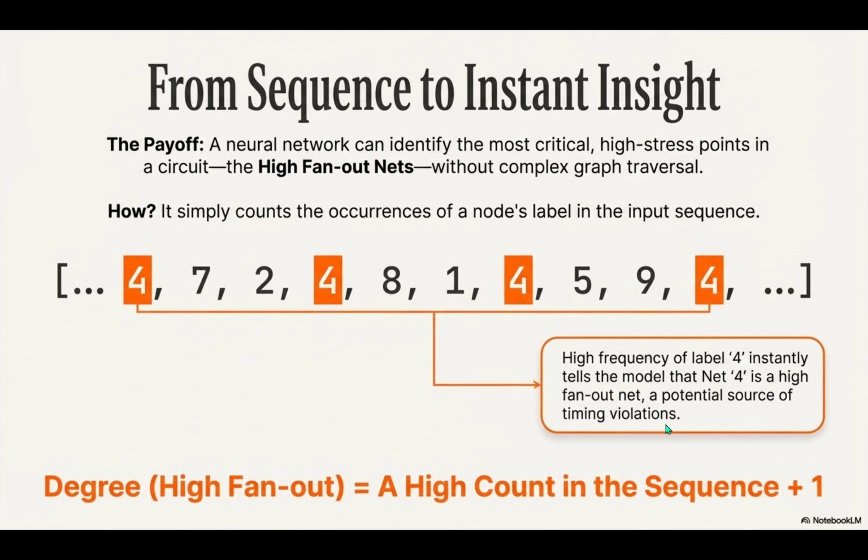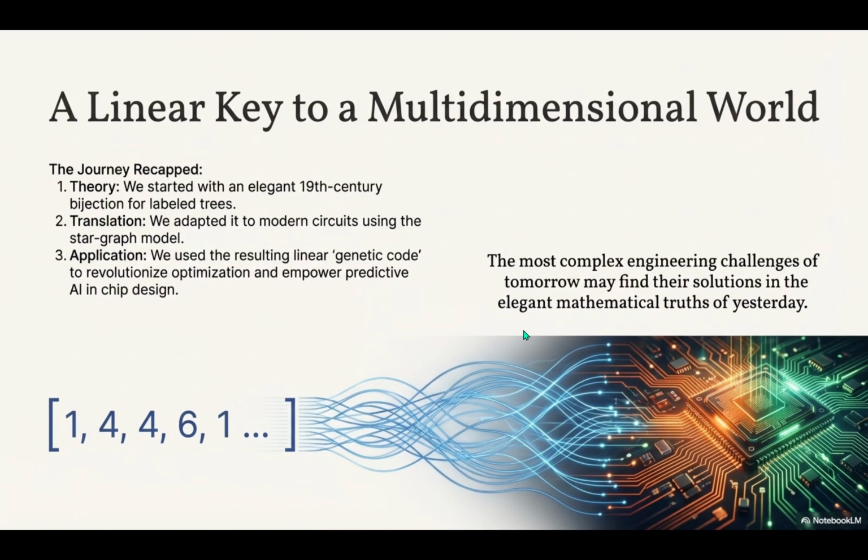It's fascinating that the engine of our most advanced technology is being optimized by a piece of pure abstract math from over 100 years ago. It's the ultimate argument for foundational research. We started with this elegant 19th century idea. We had to invent the star model to translate it from modern circuits. And now we're using that genetic code to empower AI and build better chips.